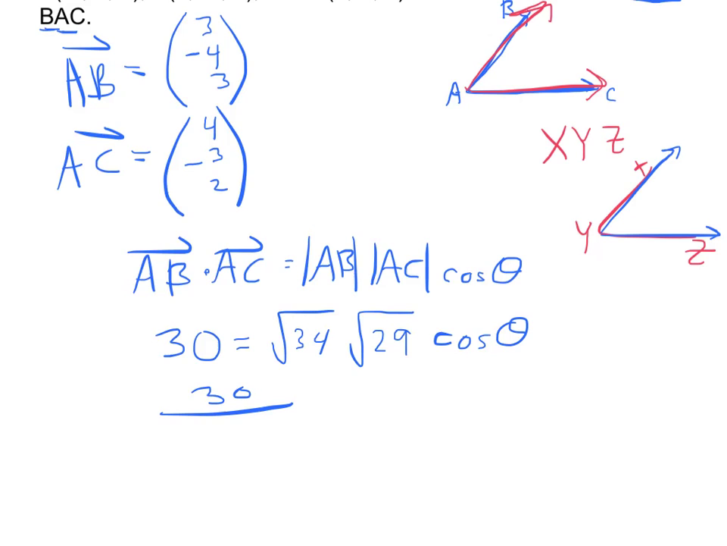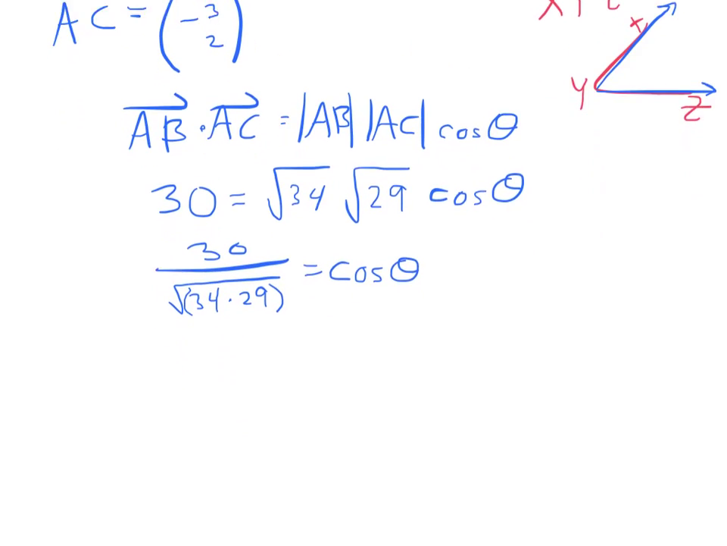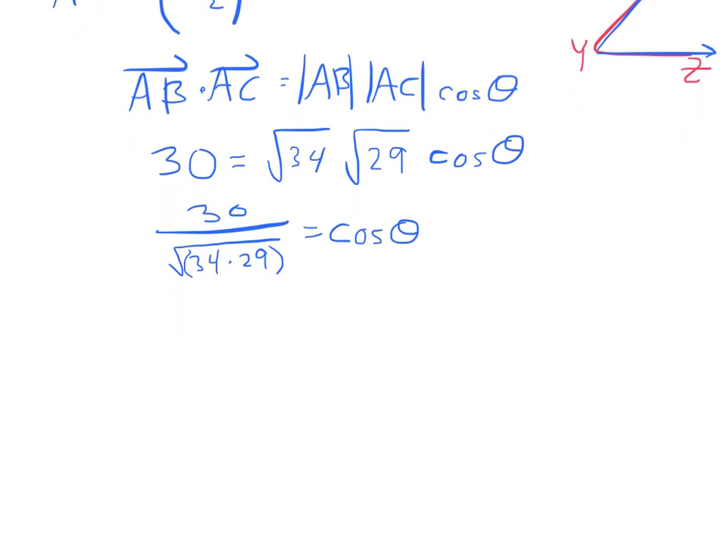And I do something interesting here. I actually put the 34 and the 29 together inside of a root. The reason I do that is it makes the calculator easier. Because in the calculator you'll do 30 divided by square root, and the square root will sort of automatically come with parentheses, and that way you won't make a mistake on that. So now I'll punch this stuff into the calculator and see what we get.